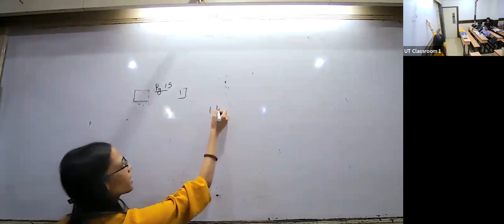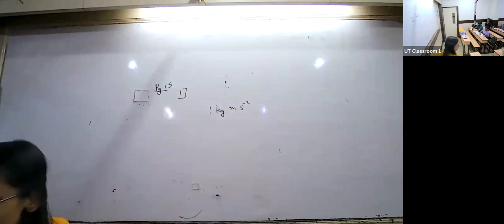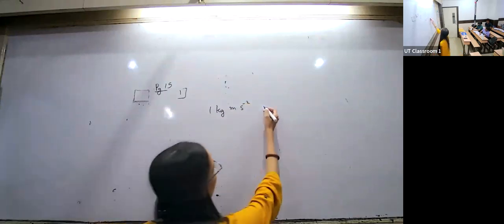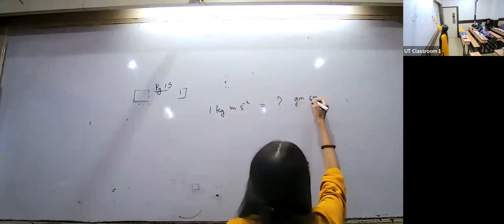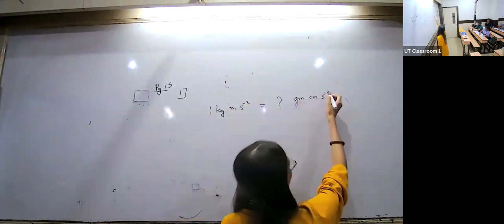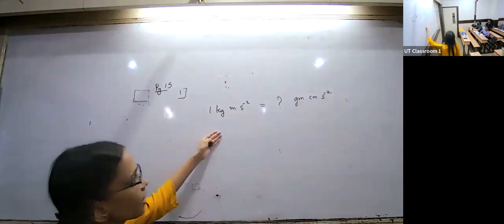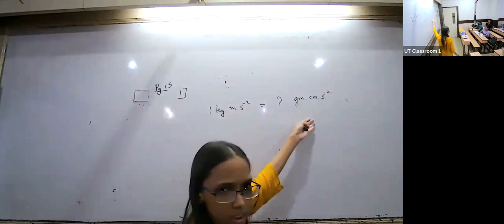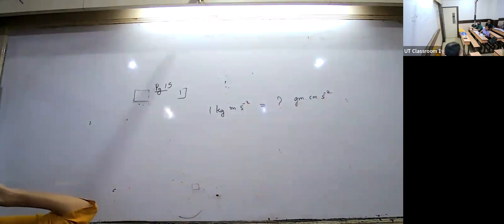What is the question? They are saying what? 1 kg meter per second square. It is this, right? You need to convert it into gram, centimeter, second square. It is equal to how much? This is the conversion that you need to do. Basically, this is the SI unit. This is the CGS unit. You know what the CGS unit is, right? Centimeter, grams, and second. C stands for centimeter.